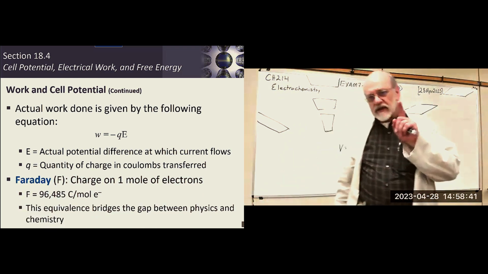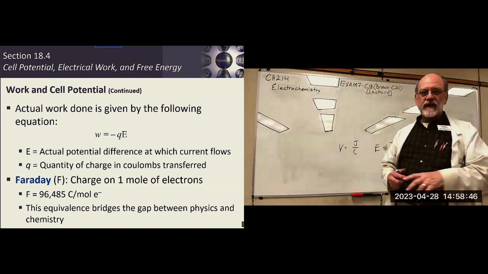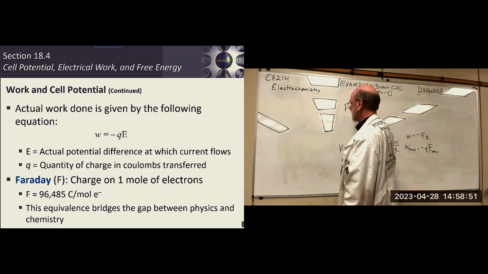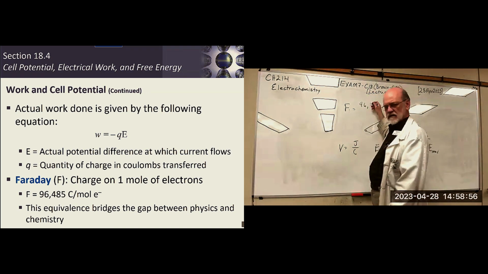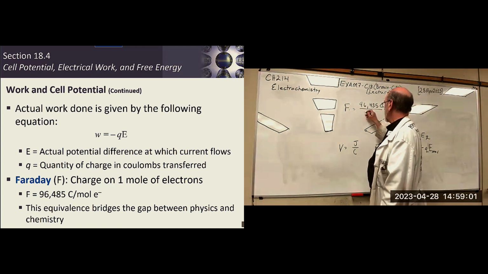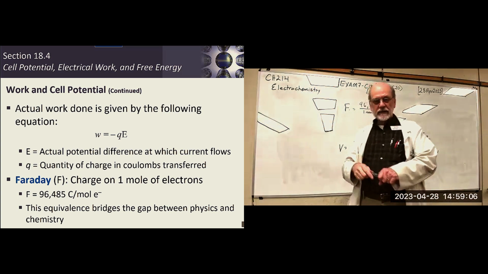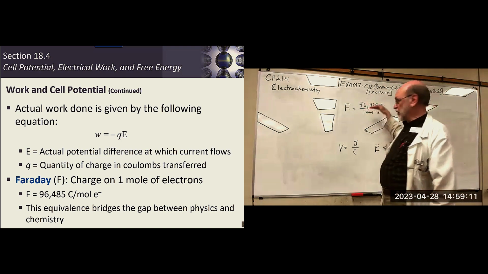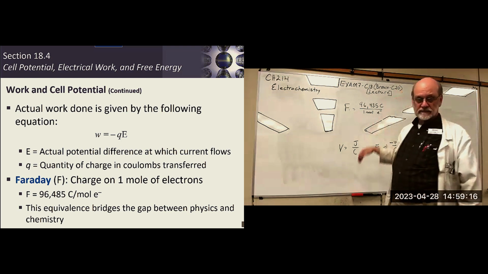Before we get to free energy, let's get this conversion factor in here. This is called the Faraday. 1 Faraday is equal to 96,485 coulombs for every mole of electrons that move. There's your conversion factor. So this bridges the gap between the physical and the chemical.